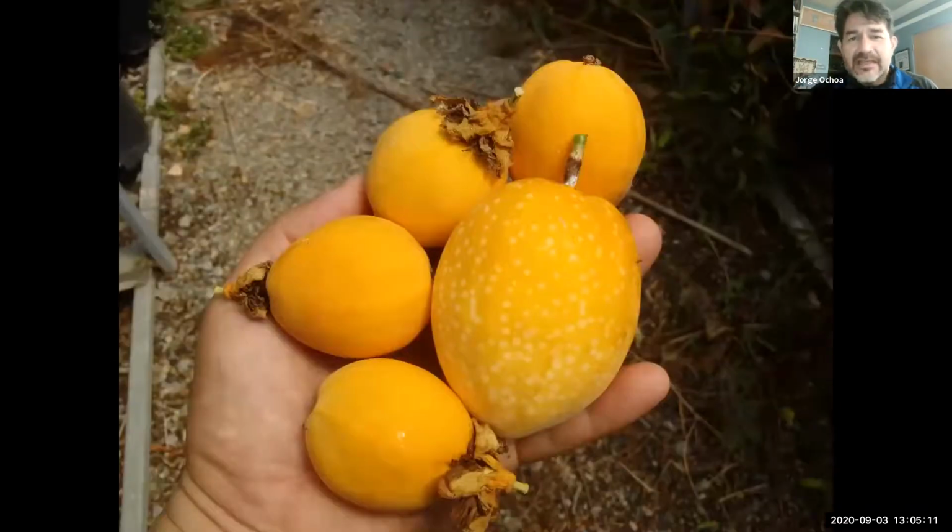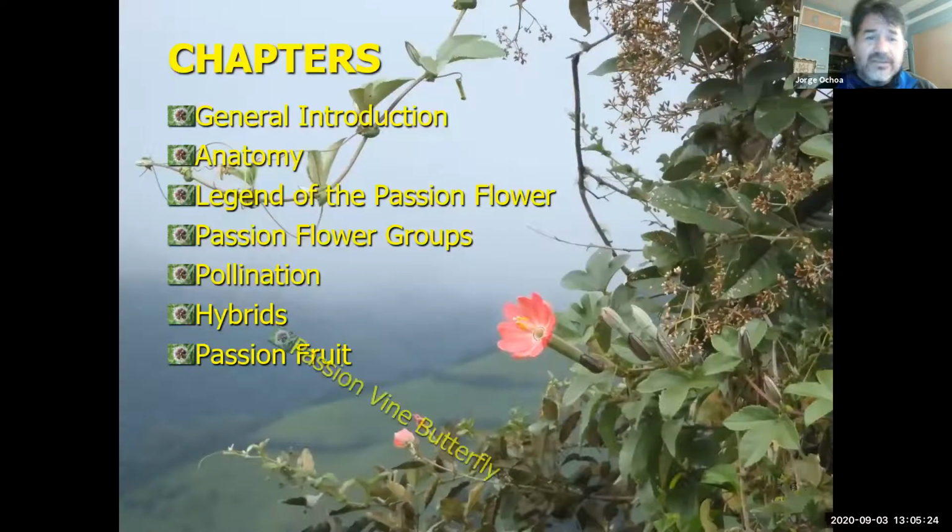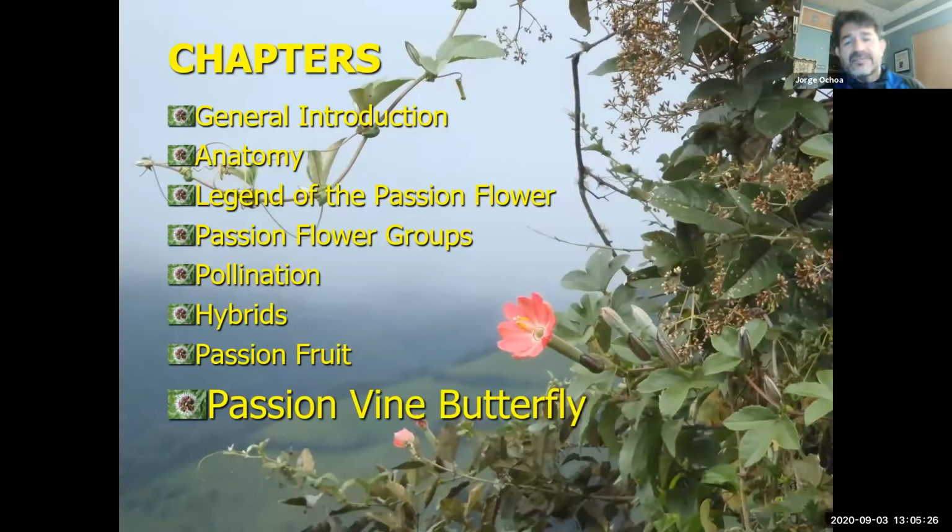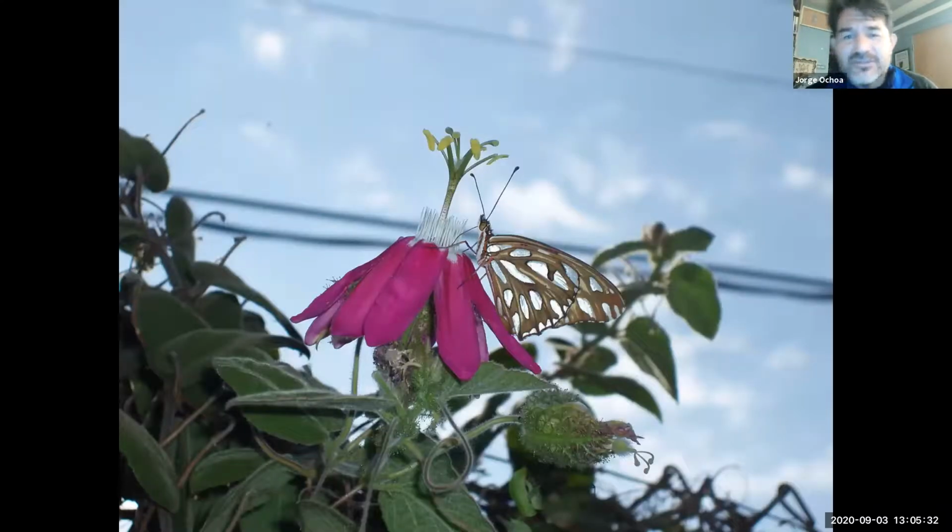Here's just a couple of different species of passion fruit that I grow here in the garden for scale. And I always recommend eat more passion fruit because it is very, very good for you. And so the last chapter is going to be the passion vine or passion flower butterfly. Be aware that this is going to sound like a soap opera.